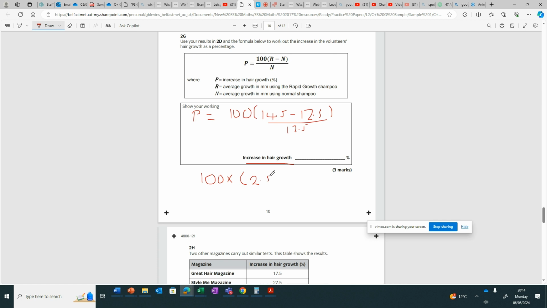And we're going to divide by 12.5. So 100 times 2 is 200, divided by 12.5 on a calculator will give you 16%. Now draw a graph, a suitable graph.